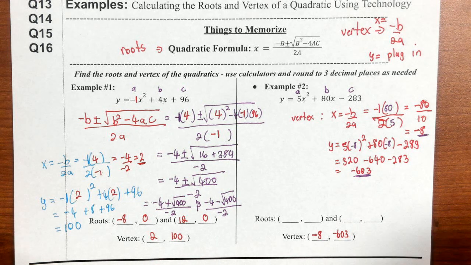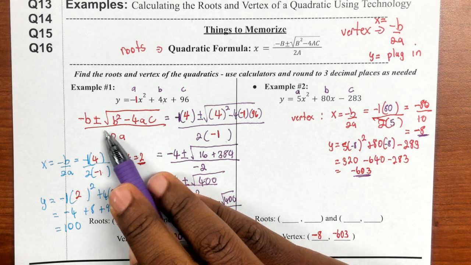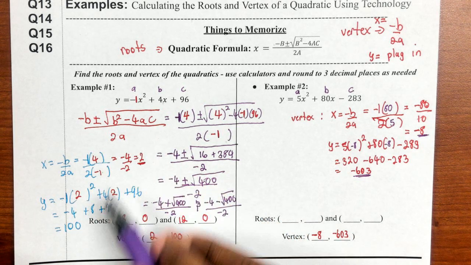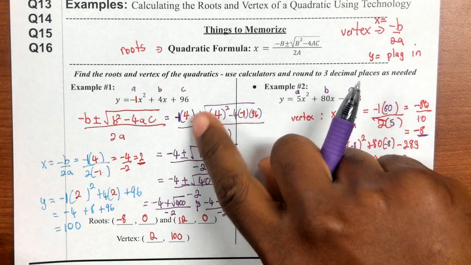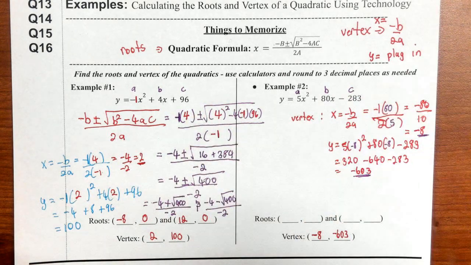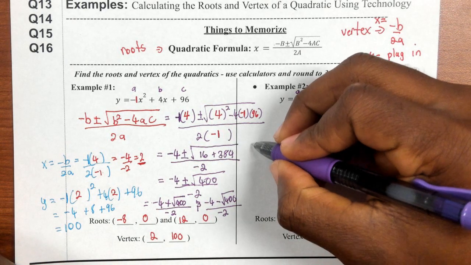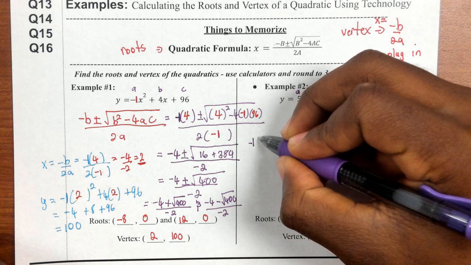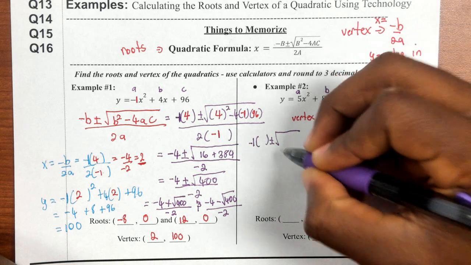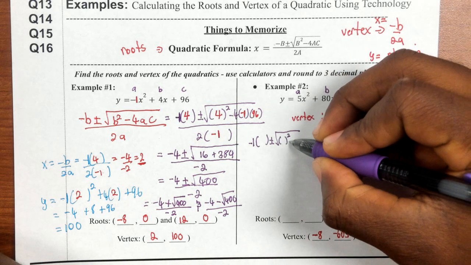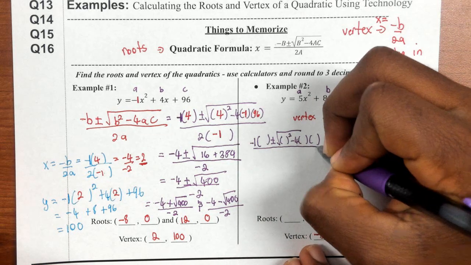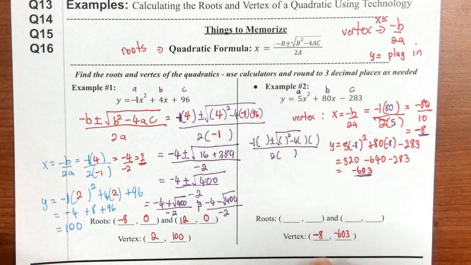That formula is negative b plus or minus the square root of b squared minus 4ac all over 2a. I'm going to set up my form just like I did right here. I'm not going to rewrite the formula, I'm just going to set up my form. So my form looks something like this: negative 1 parentheses plus or minus square root of parentheses squared minus 4 parentheses all over 2 parentheses.